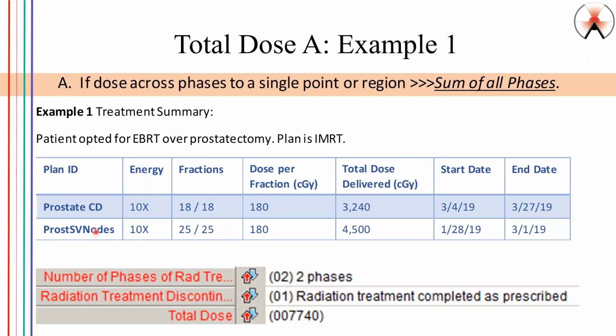Back to that example that we used before. You have a prostate and seminal vesicles and the prostate cone down. Okay, remember, this is a boost. Point to keep in mind is that both of these phases are targeting the prostate. Okay, this one, the prostate, and some additional volume, but nevertheless the prostate. And the cone down is the prostate. So when you have those to a single point, the prostate and the prostate, just add them. Okay, add these, and there's your total dose right there.